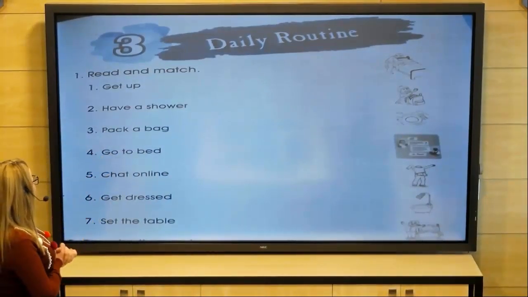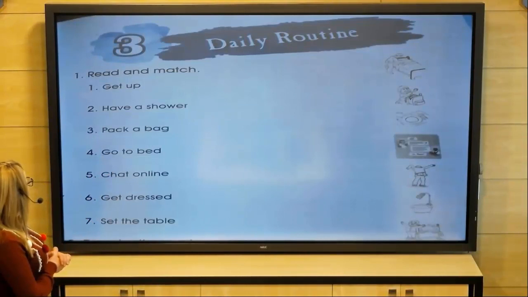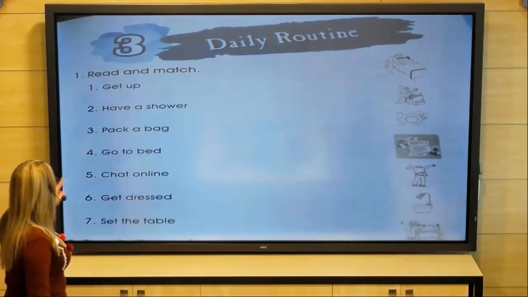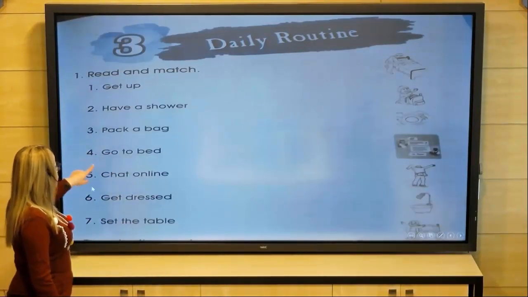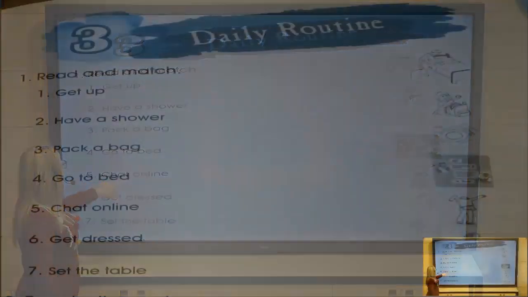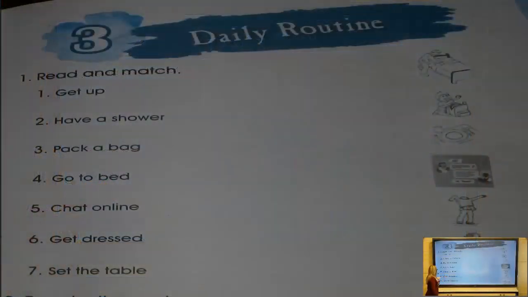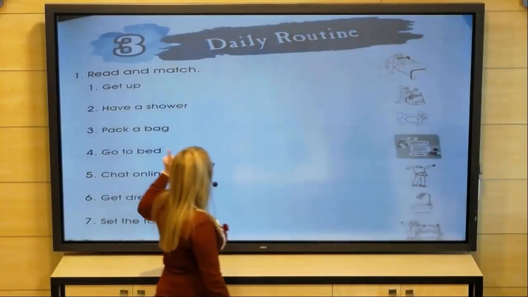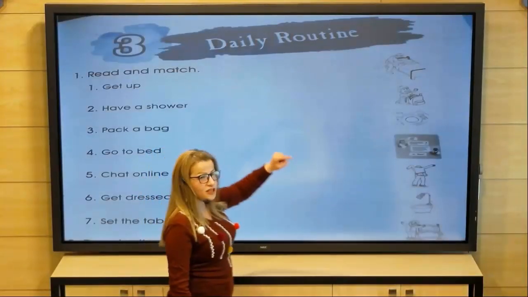Let's read the verbs. 1. Get up. 2. Have a shower. 3. Pack a bag. 4. Go to bed. 5. Chat online. 6. Get dressed. 7. Set the table. Now look at the pictures. You have to match each verb with its correct picture.